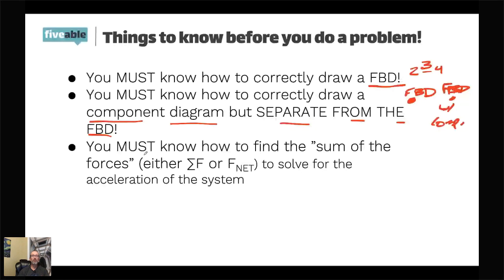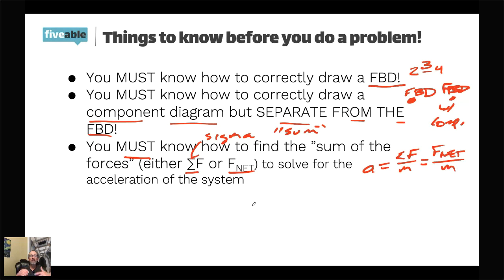You must also then know how to find the sum of the forces. So sometimes teachers will do sum of the forces like this. We use the Greek letter sigma, and that sigma just means sum. So we're doing the sum of, or F net. And you'll notice that on the AP Physics 1 equation sheet, it's written both ways. They either say A, so the acceleration of a system is equal to the sum of the forces of that system divided by the mass of the system, or it's equal to the net force. And we take that net force and divide it by the mass of the system. So we're trying to find the acceleration of the system.